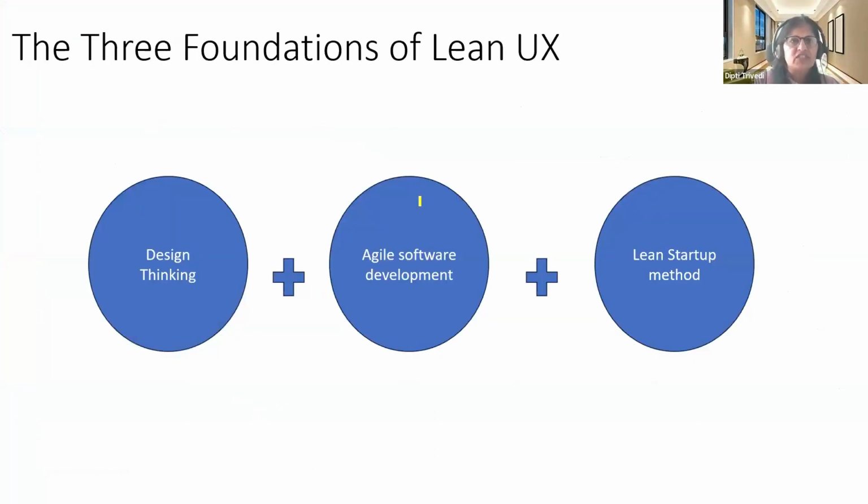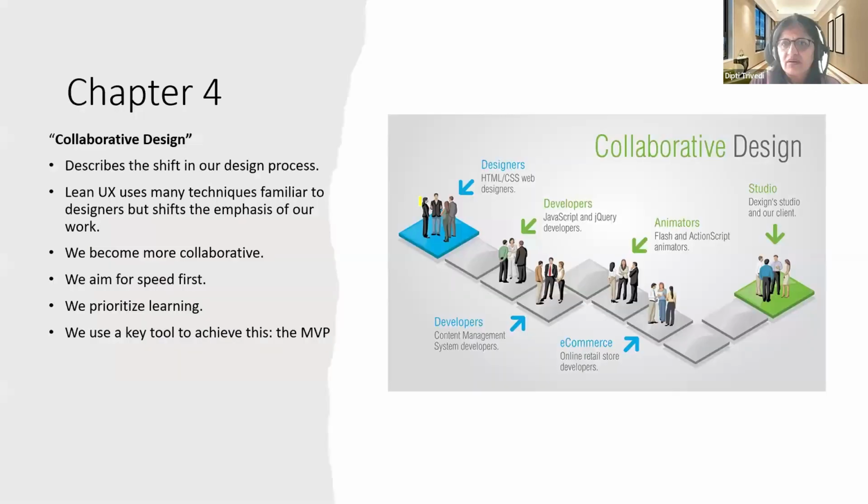Let us see how we are achieving this. In the last Sunday session by Shamsher, we saw the 3 foundations of Lean UX are design thinking, agile software development, and the Lean Startup method, with 2 other concepts along with it. So it is entirely about collaborative design. What we see on the right is how collaborative design plays an important role. It describes the shift in our design process. There are many techniques we are going through, and we are going to see that in the coming slides.